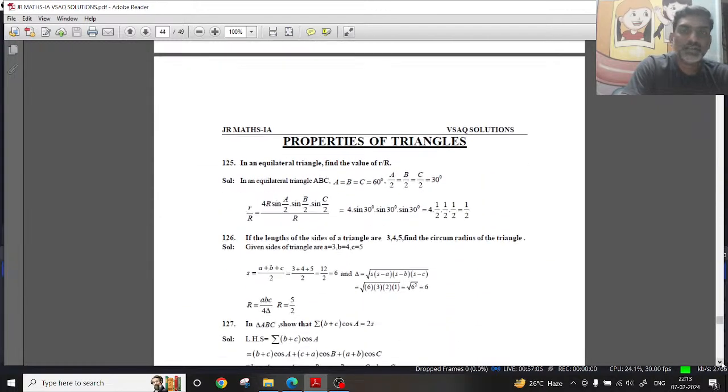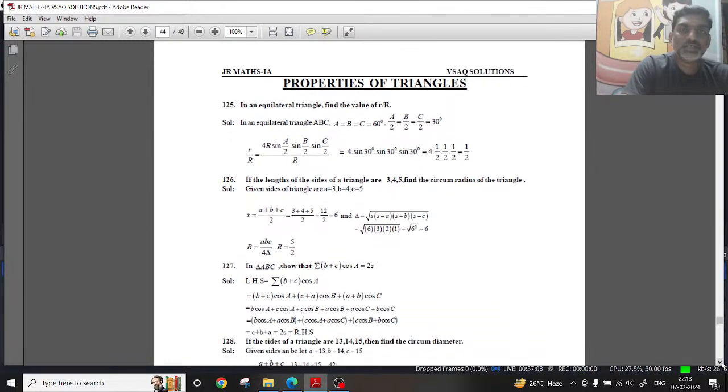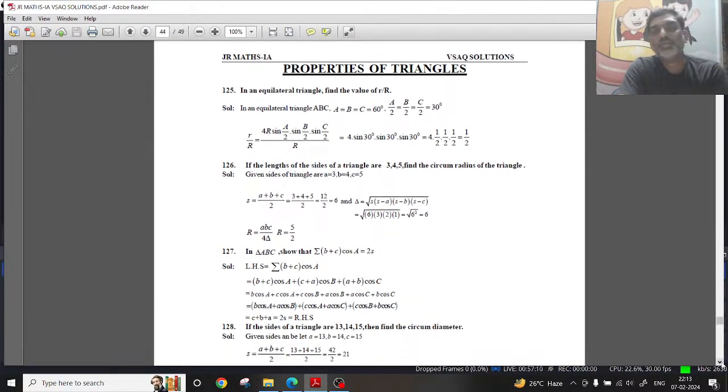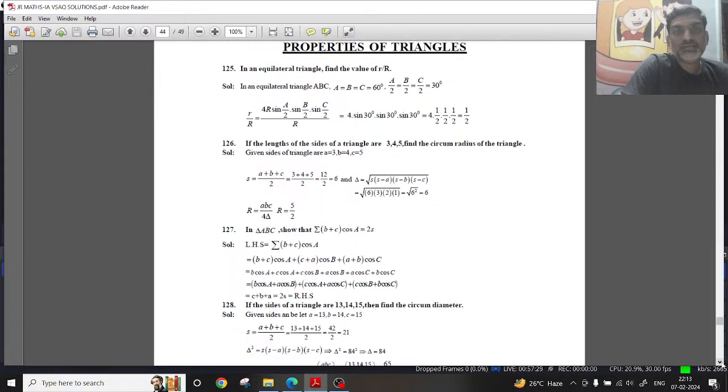And the last topic is properties of triangles. In properties of triangles also, formulas are important. Sine rule, cosine rule, tangent rule, projection rule, and half angle formulas, area formulas, inradius, exradii, and circumradius. These all formulas are important. And let us look into some questions here.